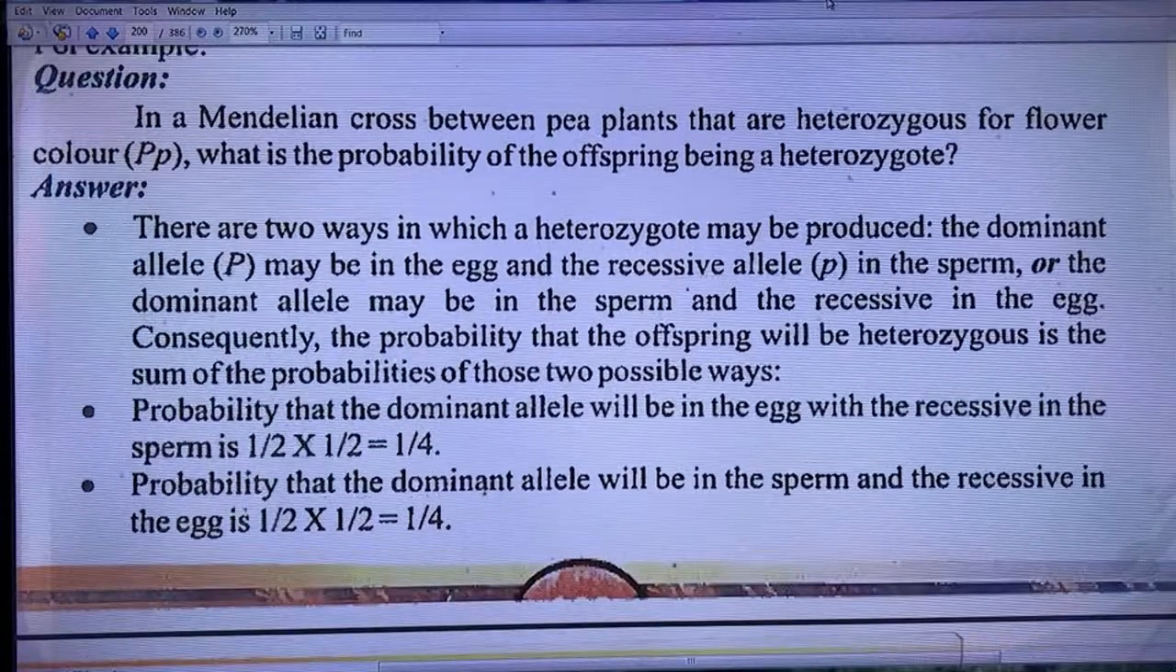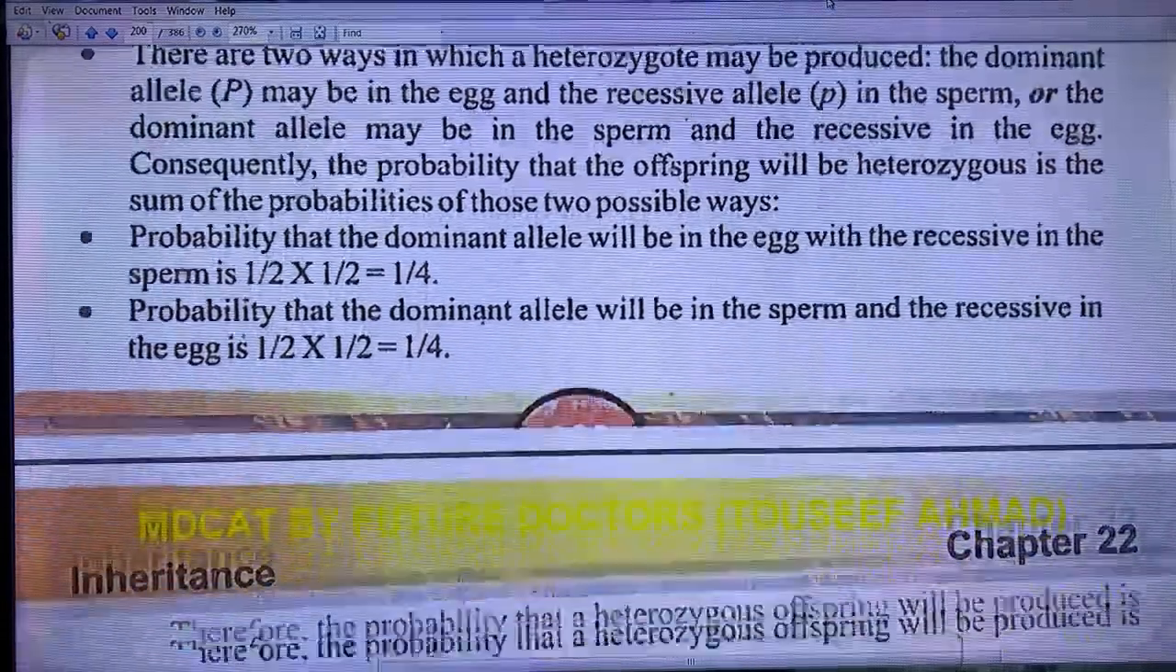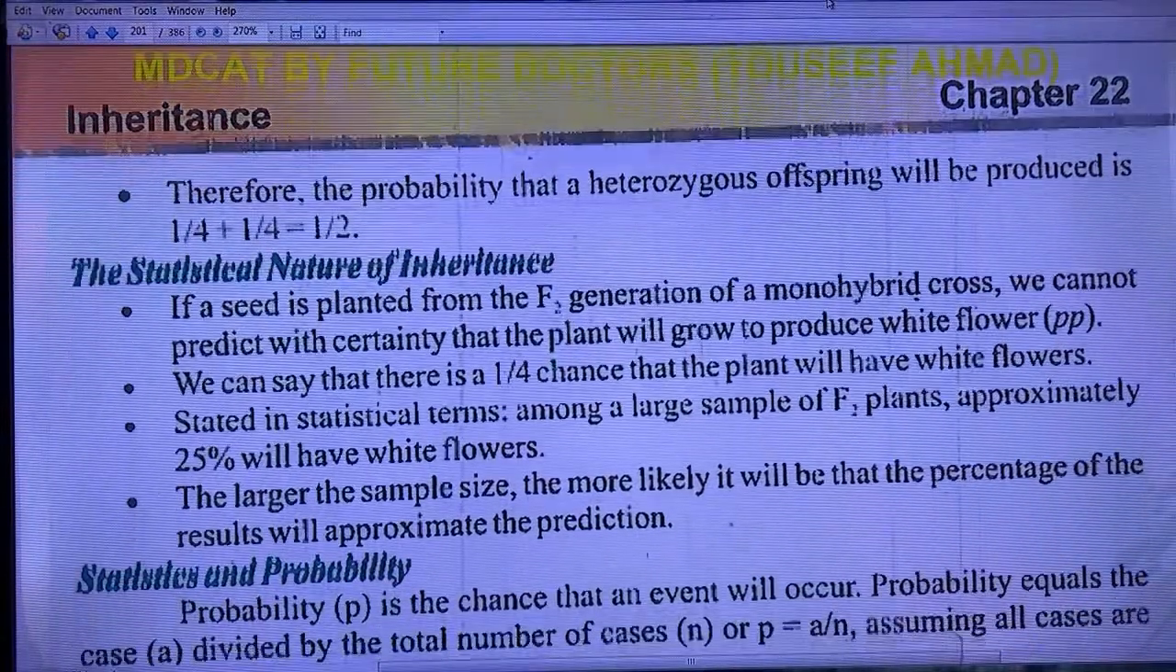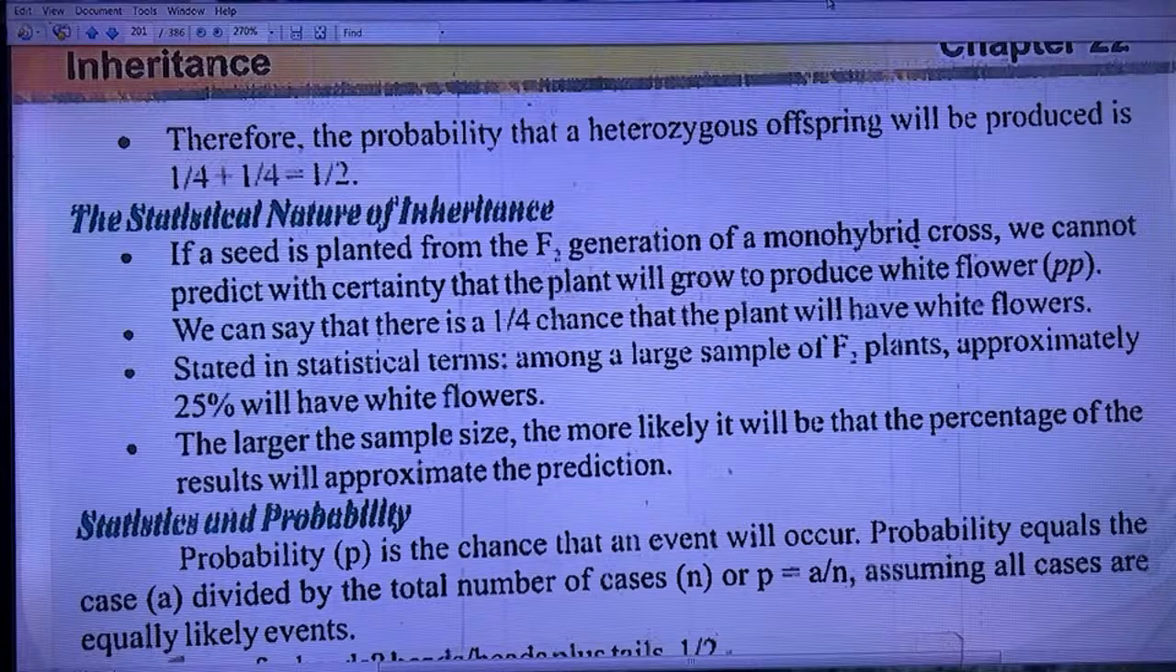The probability that the dominant allele will be in the egg with the recessive in the sperm is 1/2 × 1/2 = 1/4. The probability that the dominant allele will be in the sperm and the recessive in the egg is 1/2 multiplied by 1/2, equal to 1/4. Therefore, the probability that heterozygous offspring will be produced is 1/4 + 1/4 = 1/2.